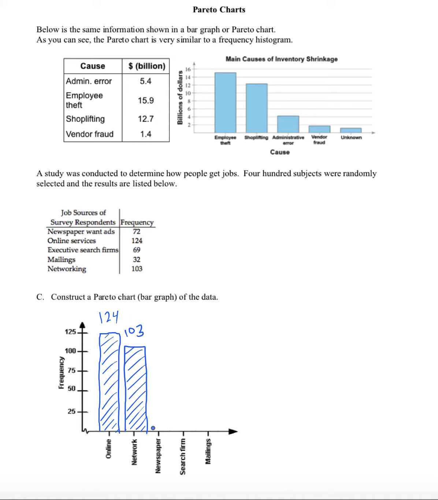Newspaper ads had a frequency of 72 responses. Executive search firms has a frequency of 69. And mailings, a frequency of 32.